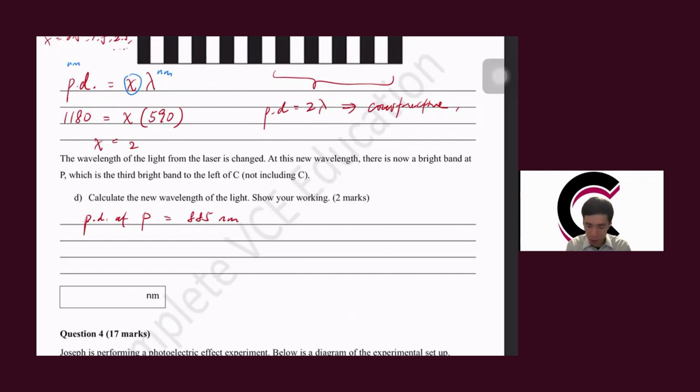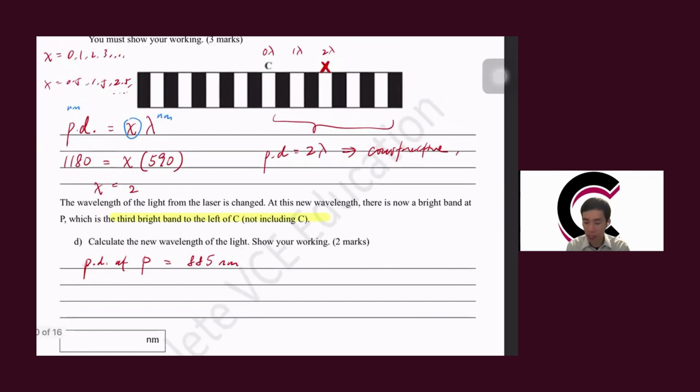Okay, how do we get the new wavelength? We'll give it another clue. It is the third bright band to the left of C, which is not including C itself. Okay, I used another color. For D is a blue. Not blue, let's use another one. This is purple. Third bright band to the left of C, not including one. That's the first one, second one, that's the third one, right here.